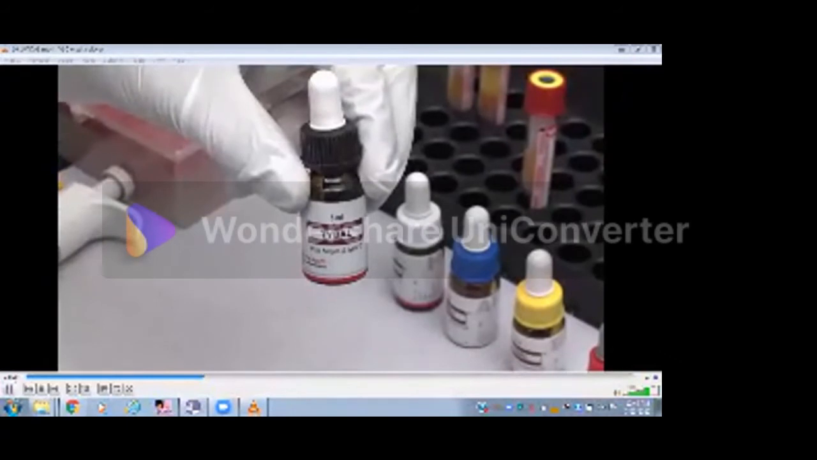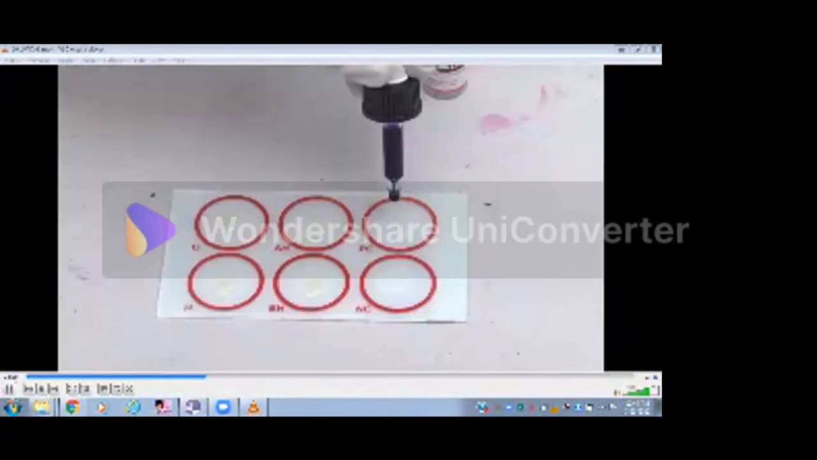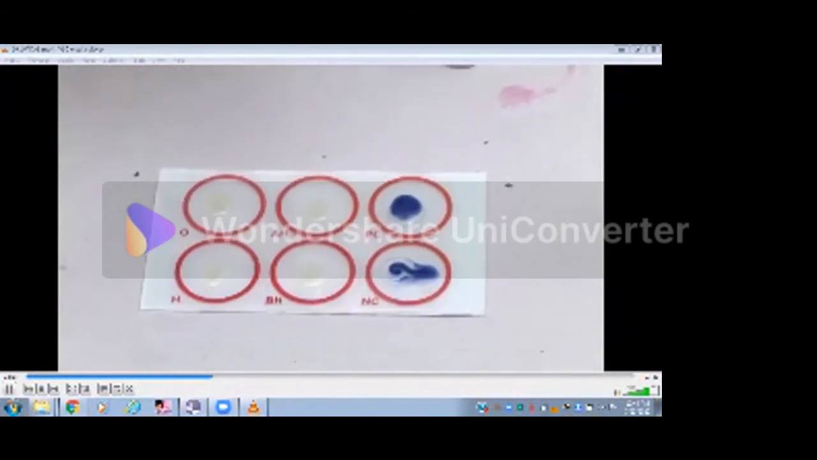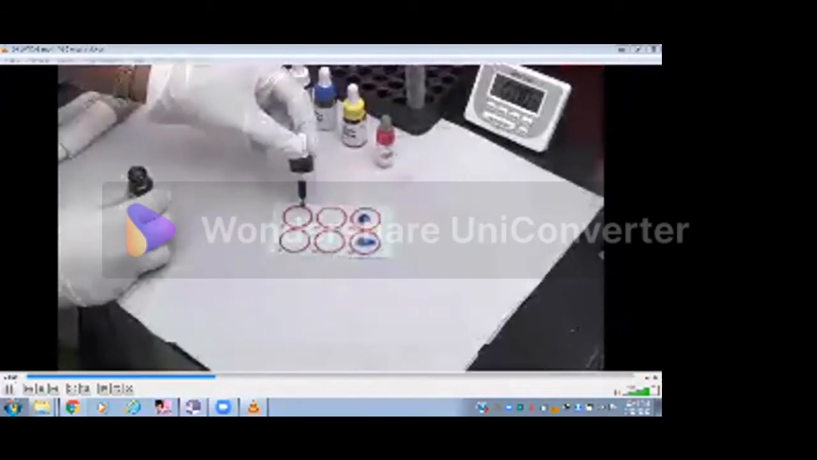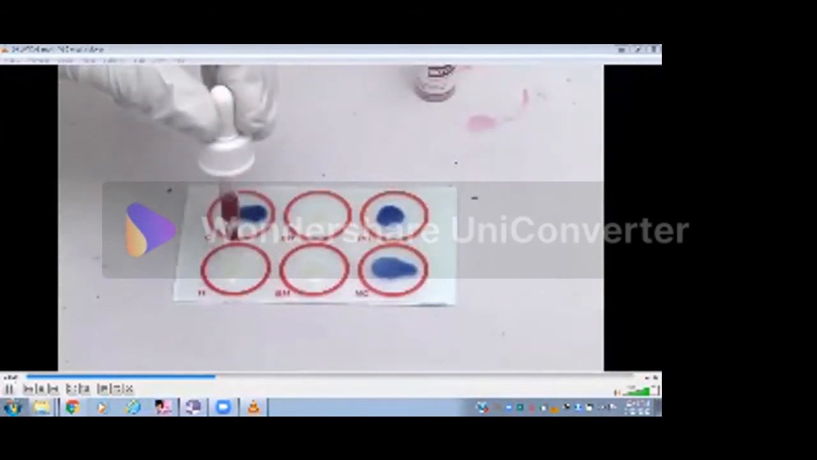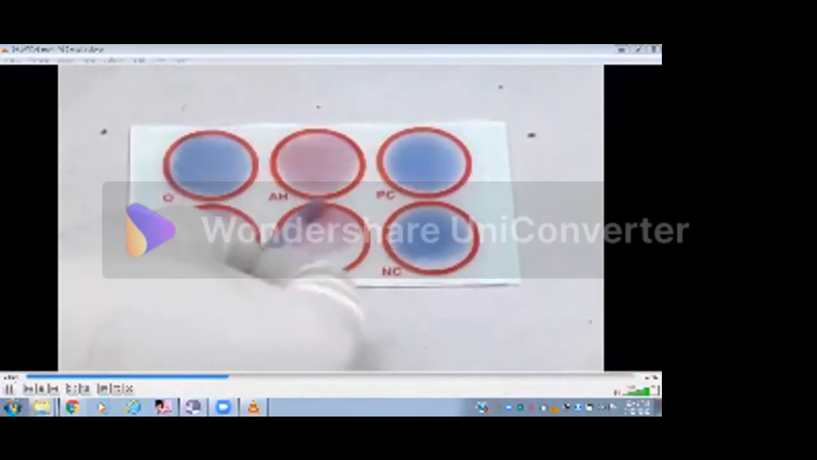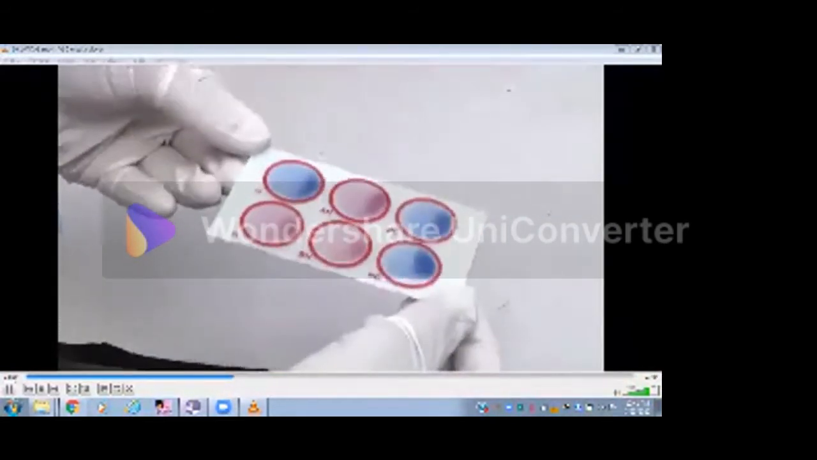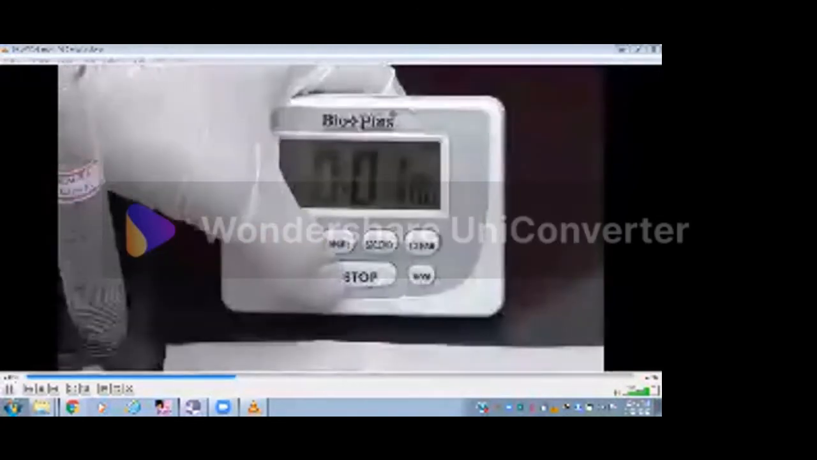Add 1 drop of O antigen suspension to the reaction circles containing positive control and physiological saline. Add 1 drop each of the antigen suspensions, that is O, H, AH and BH, to the reaction circles containing the patient's serum. Mix contents of each circle uniformly over the entire circle with separate mixing sticks. Rock the slide gently back and forth and observe for agglutination macroscopically at 1 minute.